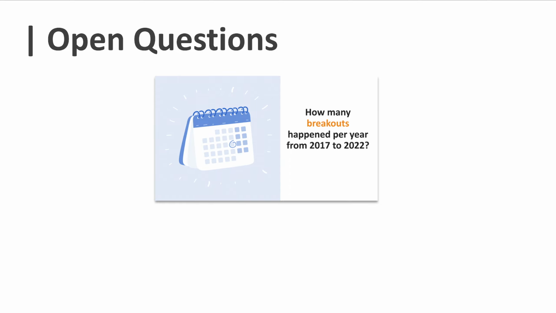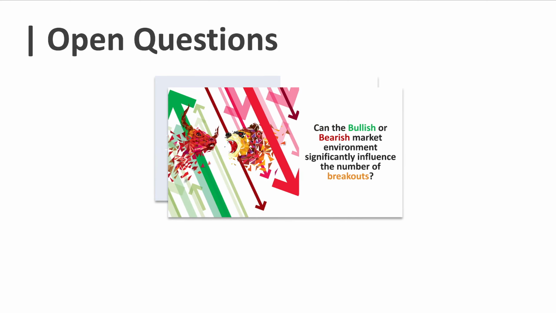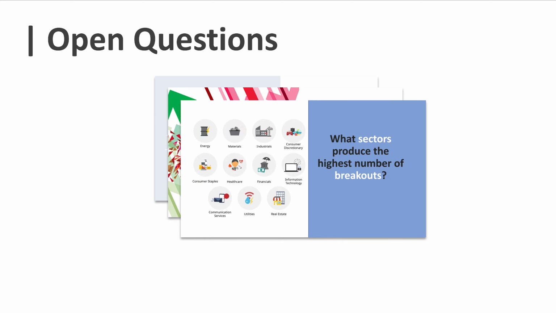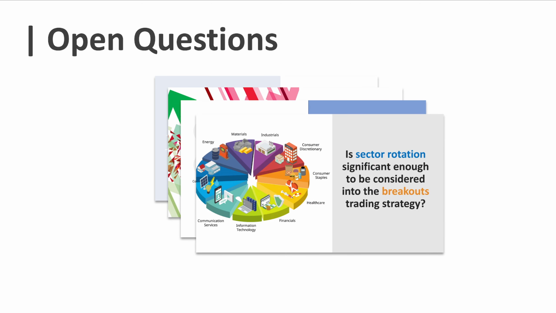The main open questions covered later in the video are as follows. How many breakouts happened per year from 2017 to 2022? Can the bullish or bearish market environment significantly influence the number of breakouts? What sectors produce the highest number of breakouts? And the last one, is sector rotation significant enough to be considered in the breakouts trading strategy? So overall, four main open questions and four topics I look into while doing this mapping exercise.